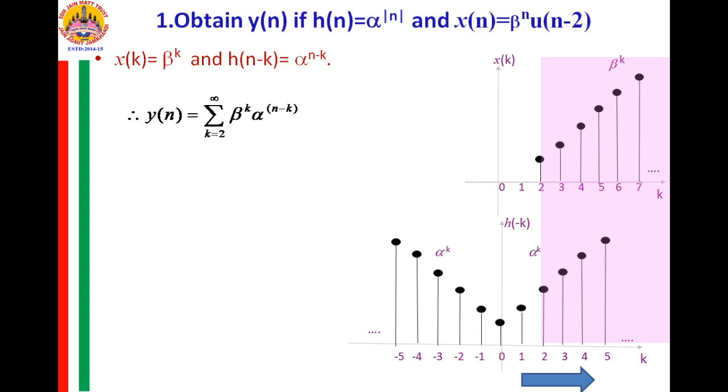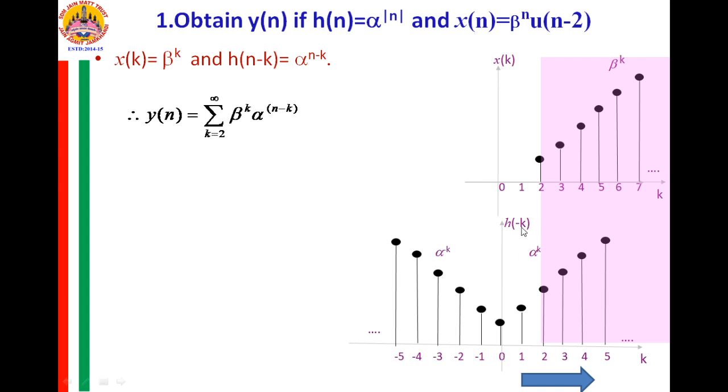This is where we are shifting left. This is for k which is less than or equal to 0. For n which is greater than 0, we have to shift right this h of minus k towards this side, and if you go on shifting right, the possibility of remaining with this amplitude alpha raised to k is only possible up to when you get this 0 at 2.